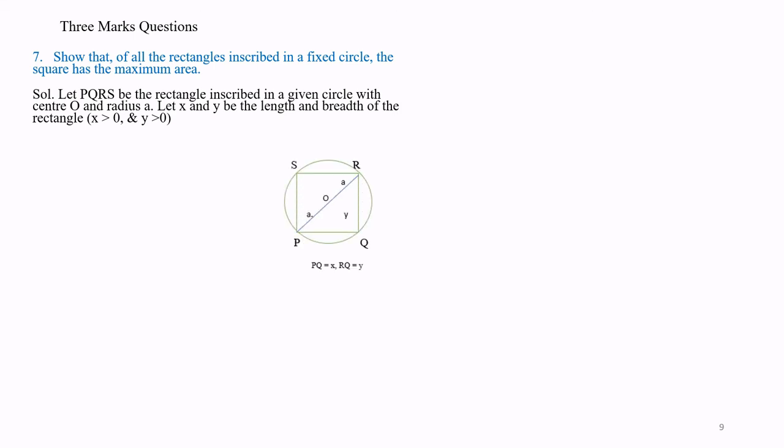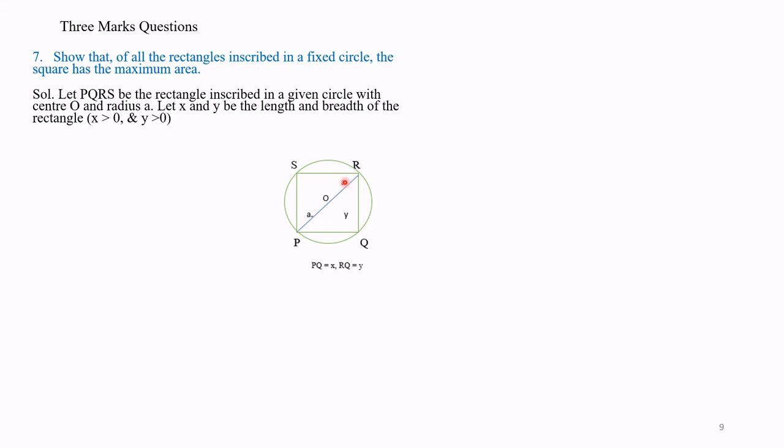Please see the circle here. This is a circle. PQRS is a rectangle inscribed in a circle. Not rectangle, it is a square. So x is the length and y is the breadth of this rectangle inscribed in a circle.